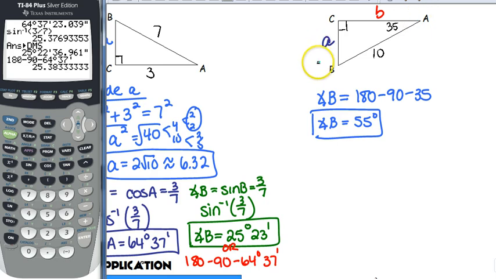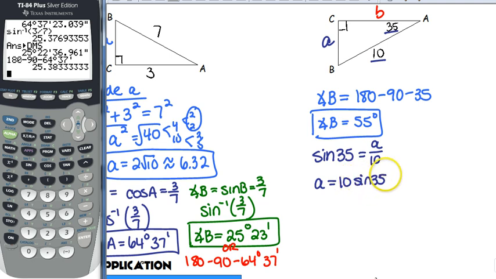Remember, side A is opposite of angle A. So I'm going to use what I'm given. I'm given 35 degrees and I'm given a side of 10. A is opposite, 10 is hypotenuse, so this would be sine of 35 degrees is equal to A over 10. I'm missing my side length, and A is on top, so it's 10 times the sine of 35, which means A is going to be about 5.74.